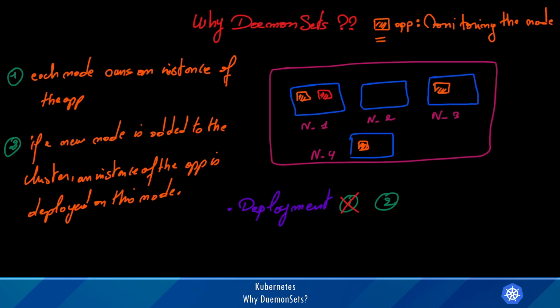The same goes for the second requirement. It can't be achieved with a Deployment. With a Deployment, we can't make sure that if a new node is added to the cluster, an instance of this app is deployed on this node. And that's why we have the DaemonSet object.